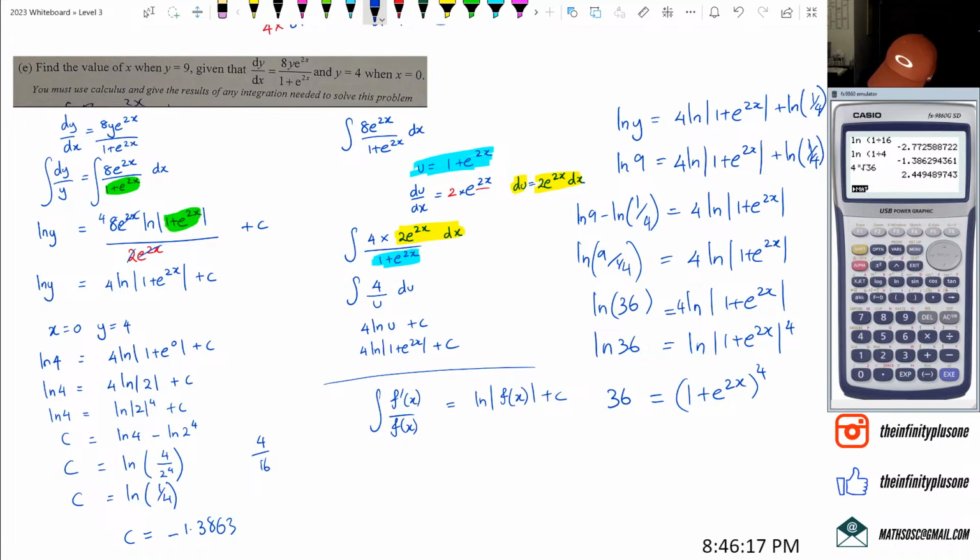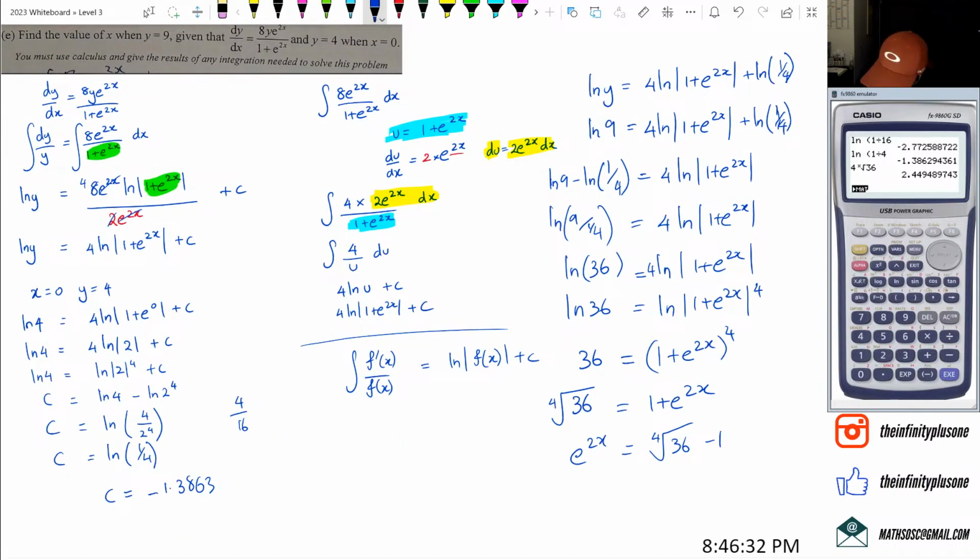So the fourth root of 36 is equal to 1 plus e to the power of 2x. And then e to the power of 2x is equal to the fourth root of 36, minus 1. For 2x, I take ln of both sides. So 2x is equal to ln of (the fourth root of 36 minus 1). And then finally, I was on the right track, but I was just surprised that they gave such an ugly number to finish with. So that's what you should have got.